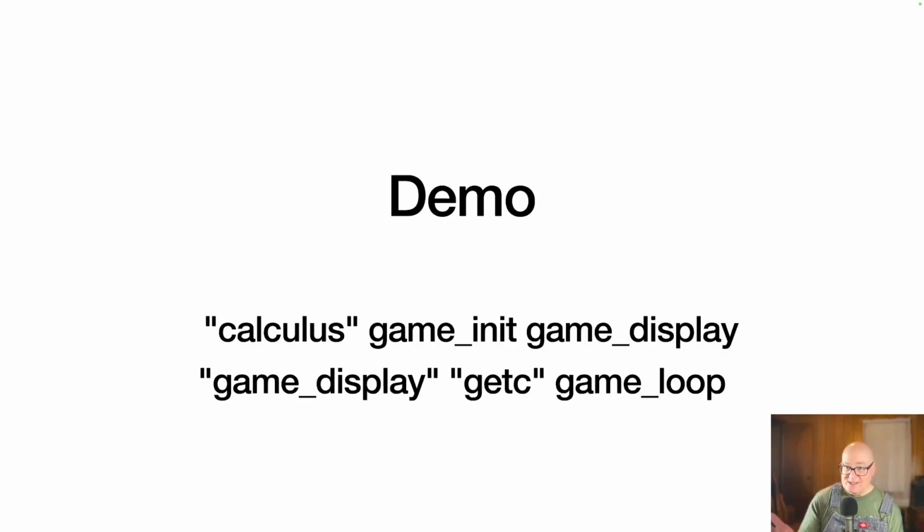All right, so now let's do a demo. To run the demo, we'll take calculus. That'll be our answer, and we'll call game init with that. That sets up the game. Then we'll call game display to show the initial state. And on the last line, we're passing 2 string arguments to game loop: the display method to use, and the read to use, the get character. In game loop, that's what we'll need those for. In the tests we used a stub for those, and now we have the real code.